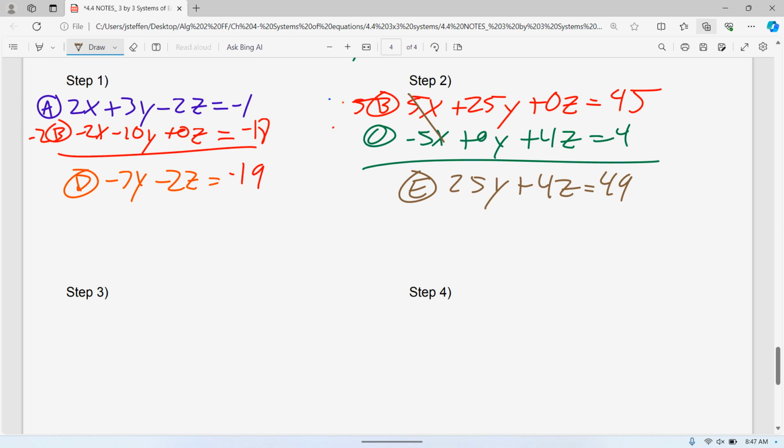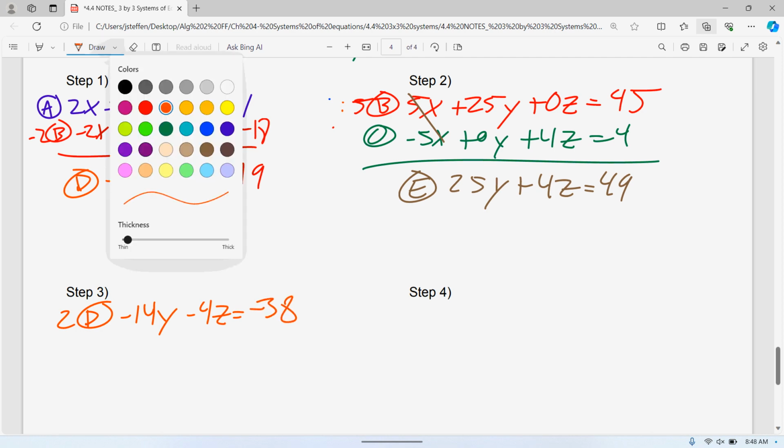Step 3, but I'm going to skip step 4 to make sure we have time to go on to the last one. The last one's quicker, but I want to make sure we have time. So now look at your equation D and equation E. Just like we said before, we need to cancel a variable. It looks like the z is going to be the easiest one to do. So I'm going to take my equation D and multiply by 2. So that's negative 14y minus 4z is equal to negative 38. Equation E, I don't have to do anything.